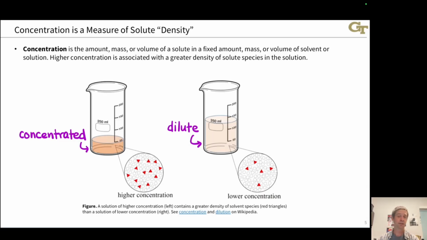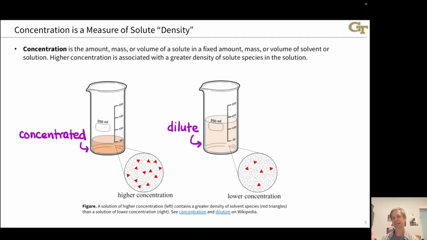And this image from Wikipedia really does the job well, showing what we mean by concentration. In the concentrated solution on the left, the first thing to notice on the macroscopic level is that it's a deeper color, and this is because the solute is colored; the solute is red. If we zoom in to the submicroscopic level, we see quite a few red triangles. The solute molecules here are red triangles, and these red triangles are giving rise to this deep red color.